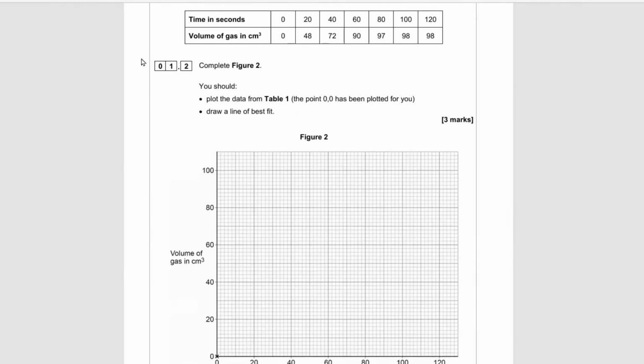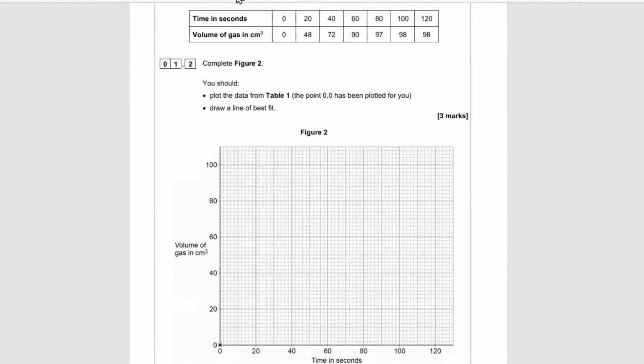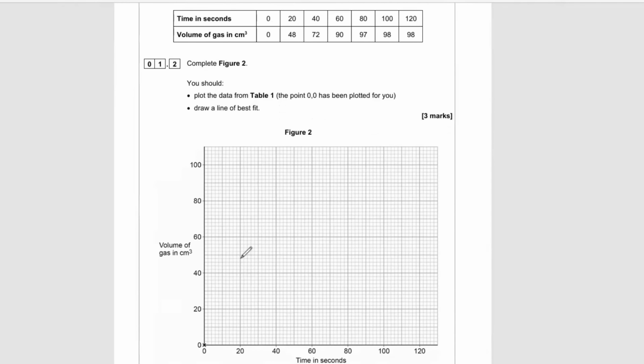Okay, for this question, they want us to complete figure 2. We've got to plot the points from the table, naught's done for us, and then draw a line of best fit. So we're going to use these numbers from this table and put them on here. I'm just going to show you how to do that. Your first dot here, we're going up here. It looks like the value is 20, 10 squares. So you do 20 divided by 10. You can work out that each little square is worth 2 on the y-axis, which is the vertical axis going up the side. Each baby square is worth 2.